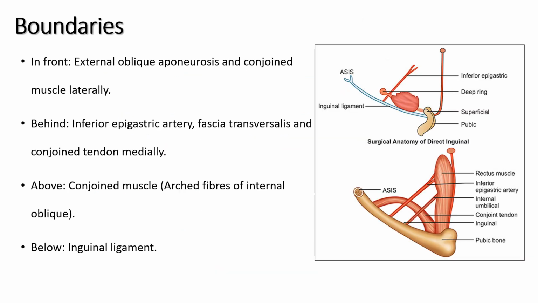Now the boundaries. In front, the external oblique aponeurosis, and the conjoint muscle laterally. Behind, the inferior epigastric artery, fascia transversalis, and conjoint tendon. Above, the conjoint muscle, and below, the inguinal ligament, as you can see in the diagram.